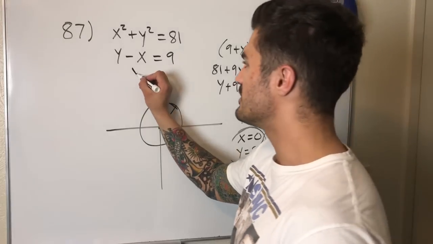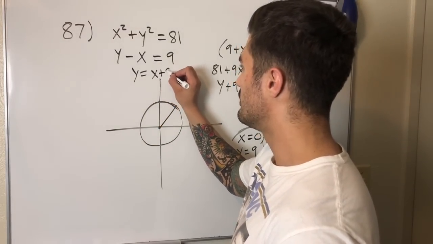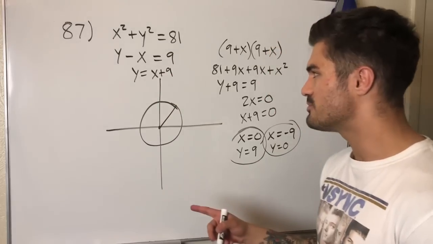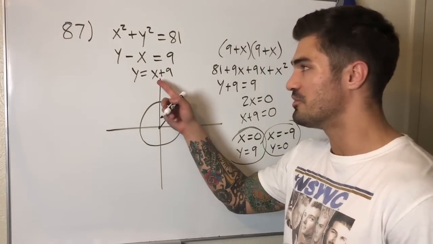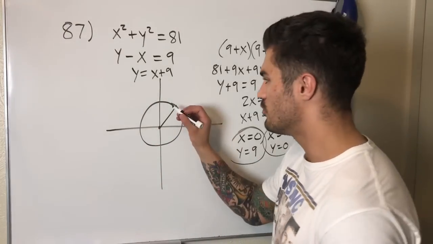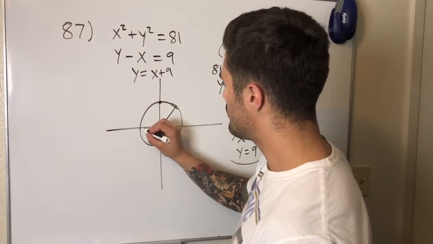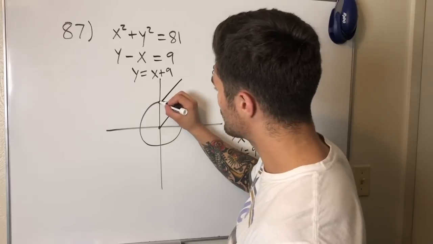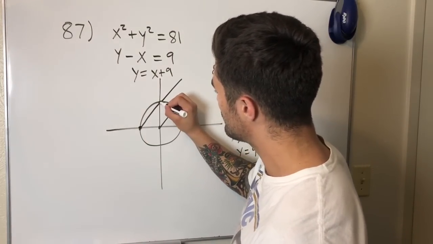If we rewrite this, I erased it earlier, but we have y equals x plus 9. So we have a y-intercept of 9 and a slope of 1, right? Rise over run is 1. So our y-intercept starts here, and since we have a slope of 1, we're coming up this way. So we're intersecting twice. At this point here and this point here.